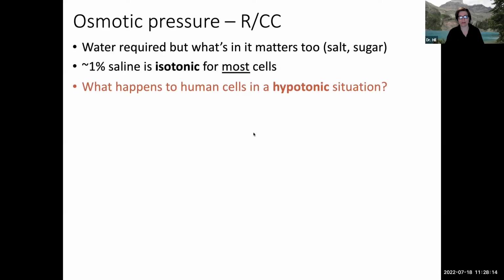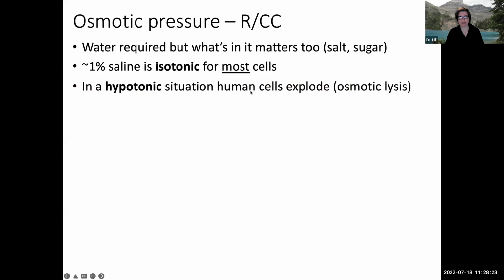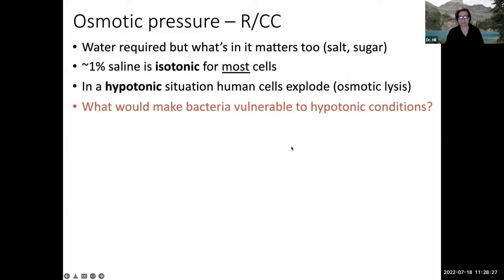They explode, correct. Hypotonic, the world is watery. That means water is going to rush into the cell to dilute the interior of the cell, and we do not have anything to prevent that from happening, so we'll explode. Bacteria typically don't explode because of cell walls. What would make them vulnerable to hypotonic conditions is if we were to remove that cell wall.